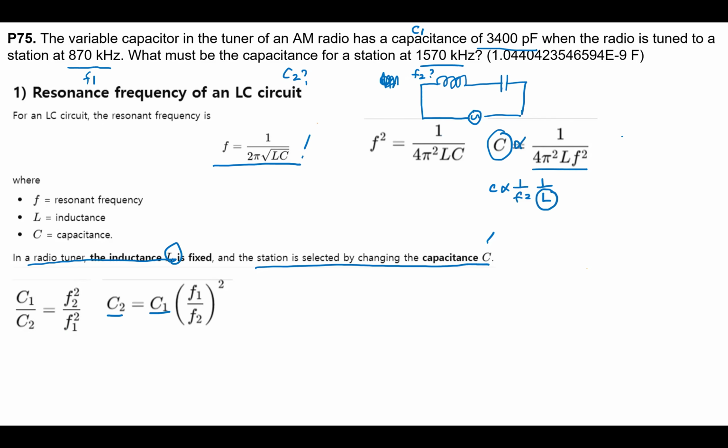That means 1 over L is given by, let's say, 4 pi squared, this is the constant, times C times F squared. So even though you change the capacitance, L is fixed. So C1 F1 squared is going to be the same as C2 F2 squared. So from this, you get this relationship.